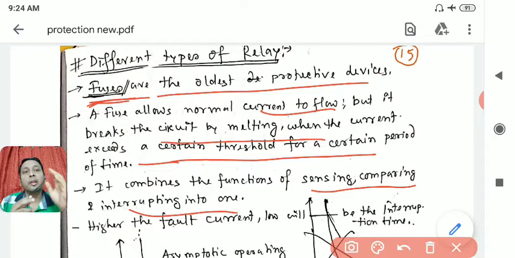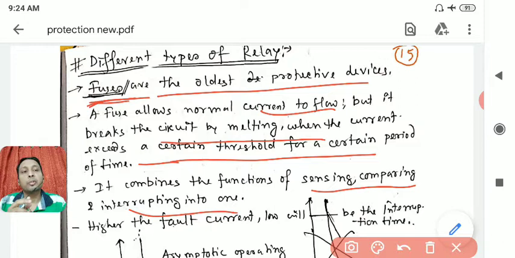But in a relay, the sensing is through CT and PT, then comparing is done in the relay, then interruption is done with the circuit breaker. All are different portions in a normal protection system. But in a fuse, all these are given in the single element.